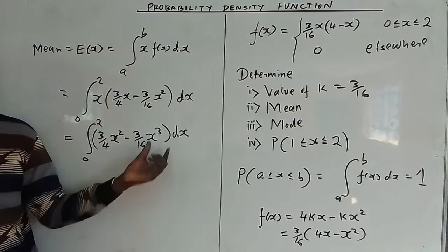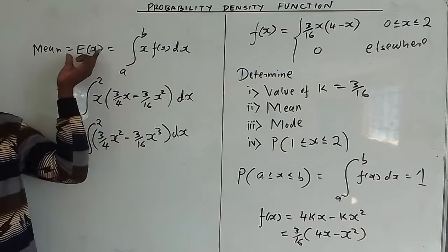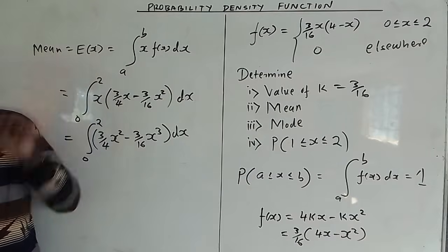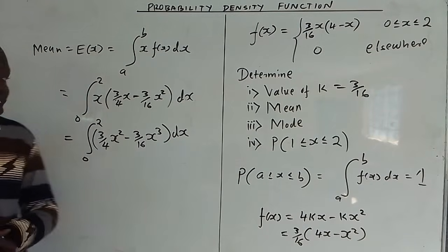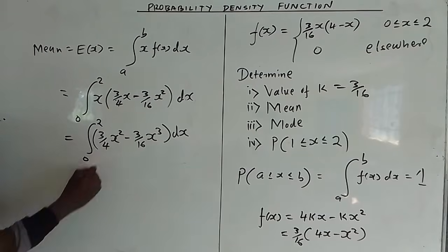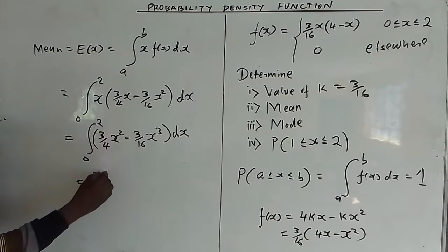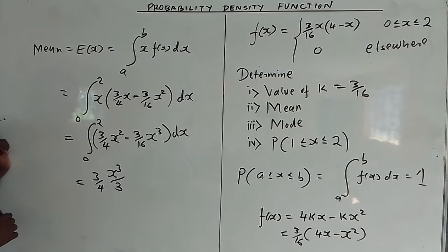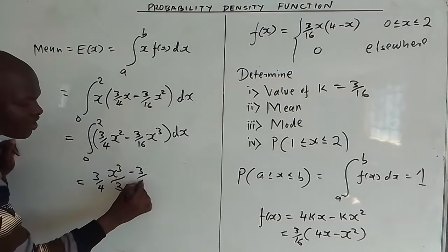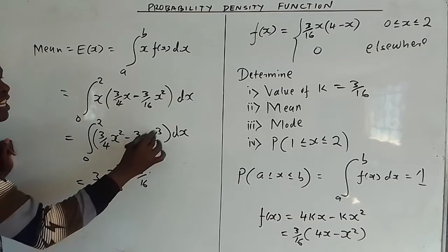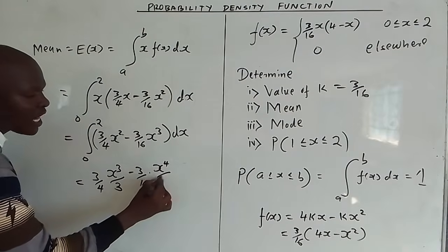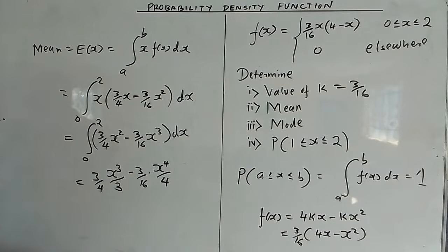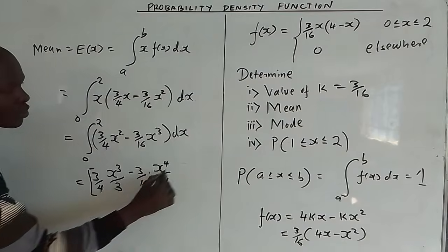And now, after we've integrated in that range, it means we found the expected value of x, which is the mean. So what do you get here? 3 over 4. If you integrate x squared, you get x cubed over 3, isn't it? Yeah. Are we together? Then it is minus 3 over 16. If you integrate x raised to power 3, you get x raised to power 4 over 4, isn't it? So after integrating that, you put the range.